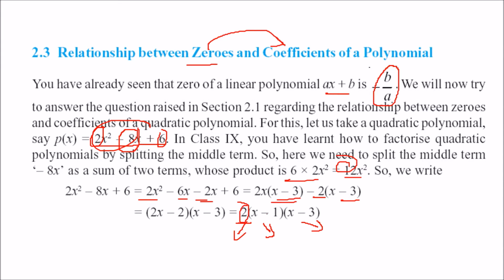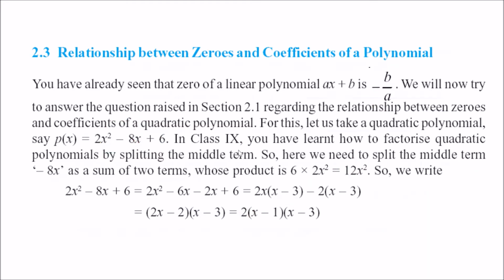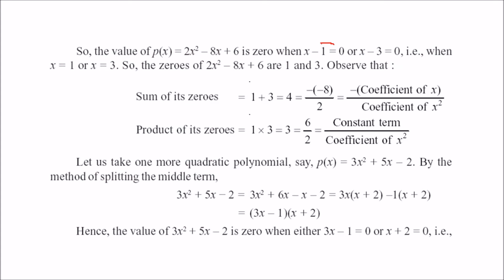So for zeros, either x minus 1 has to be 0 or x minus 3 has to be 0. So the solution would be x equal to 1 and x equal to 3, putting x minus 1 equal to 0 and x minus 3 equal to 0. So the zeros of these are 1 and 3. Let us sum them. 1 plus 3, that will be 4.